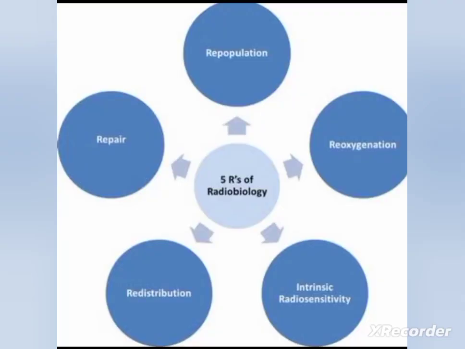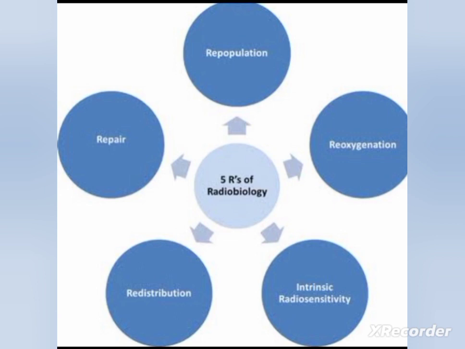The 5 R's of radiobiology include repair, repopulation, reoxygenation, intrinsic radiosensitivity, and redistribution. Repair means that normal cells have the ability to repair DNA damage. The tumor cells cannot repair themselves. In radiotherapy, the radiation is fractionated. In one fractionation dose there will be DNA damage, and by the next fractionation dose the repair may not be possible and may lead to lethal damage. So the tumor cells will be destroyed and normal cells can be repaired if we fractionate the dose.